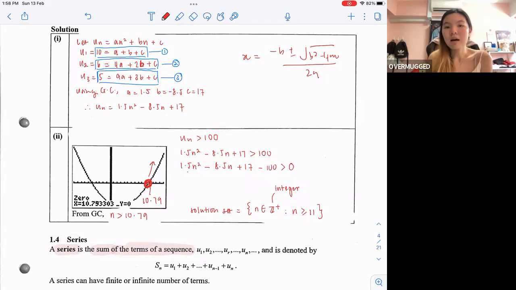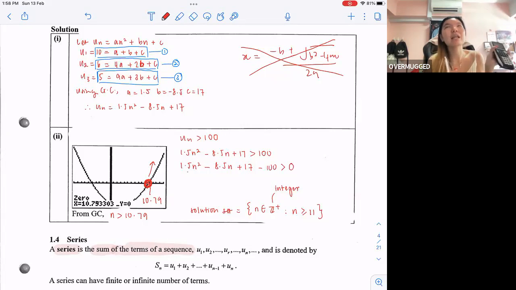Okay. But the benefit of you being in JC is to get to use the graphic calculator. So don't do this method, okay? It's a bit of a waste of time. Please go and get your GCs, okay? And use your GC to your benefit. Use it to solve the question.